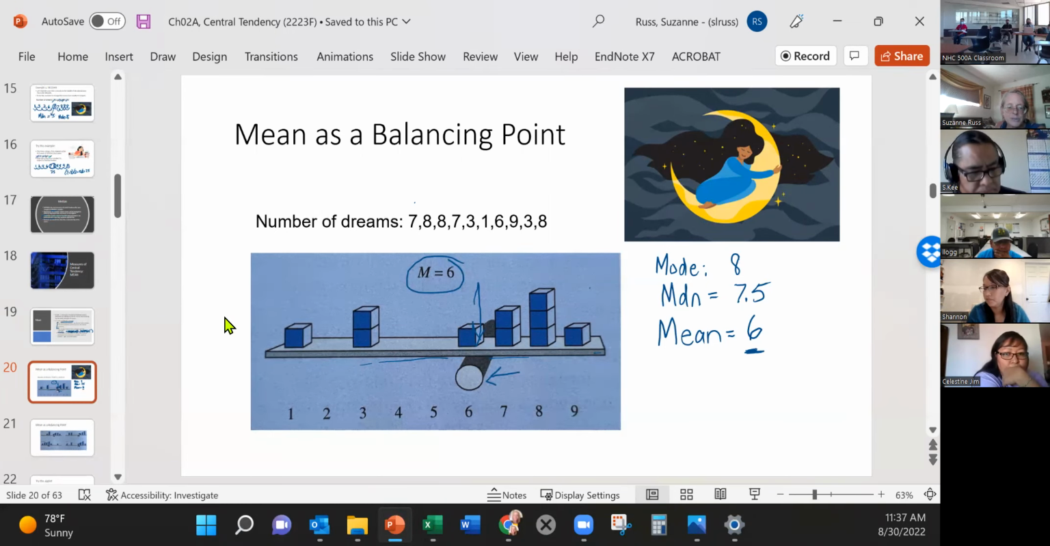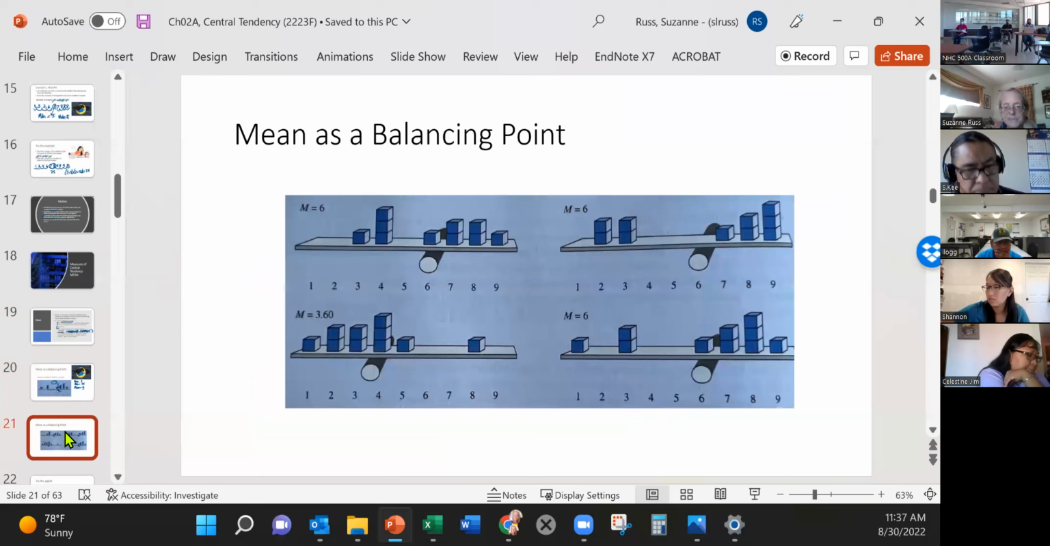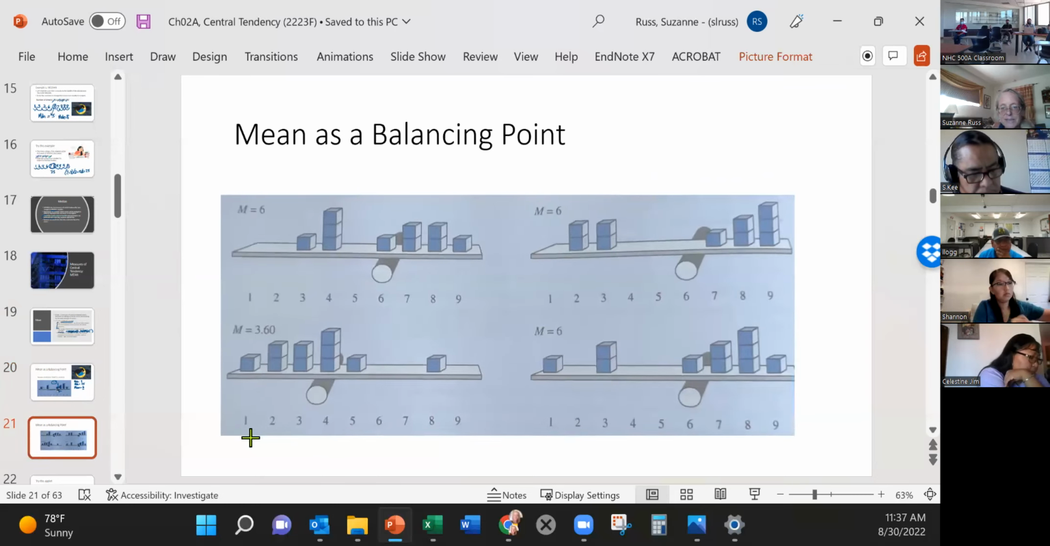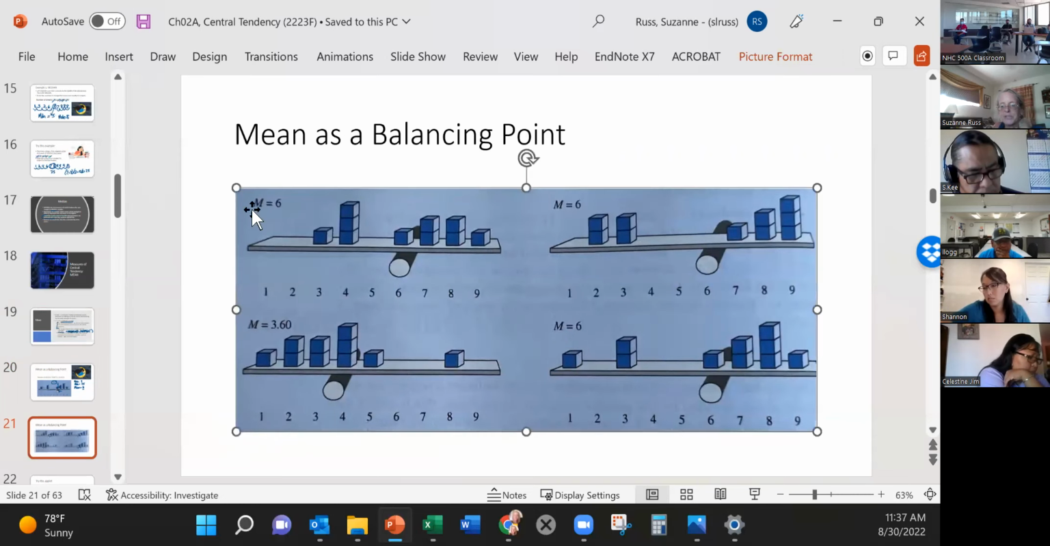And you know that you can actually, we'll just wait. We won't do any calculations just yet. Let's look at a few more of these images. So again, the mean is this balancing point. Make this a little bigger. This is straight from your book. And look where it lands.